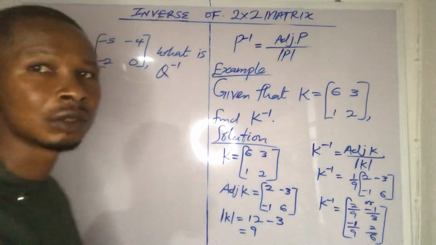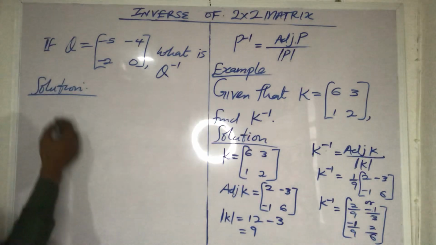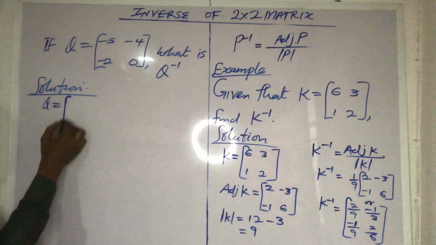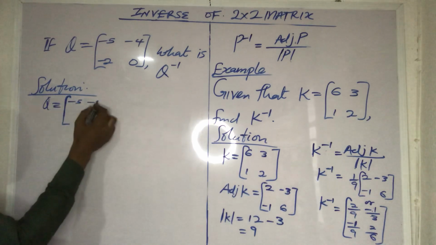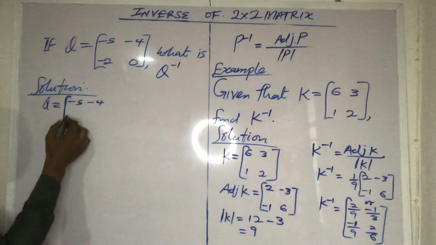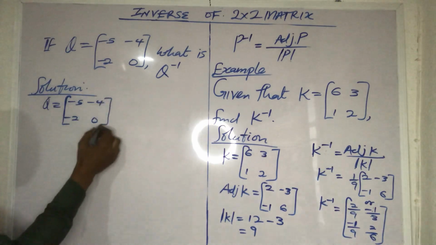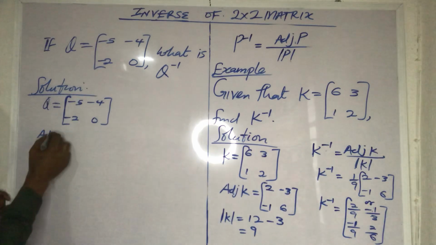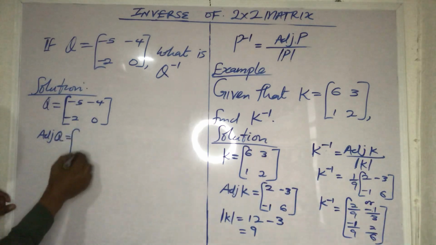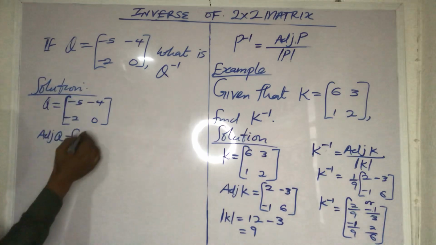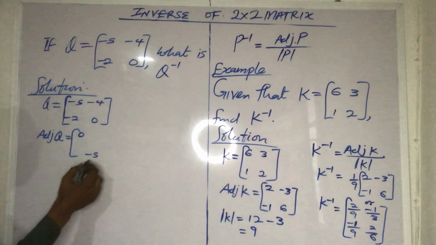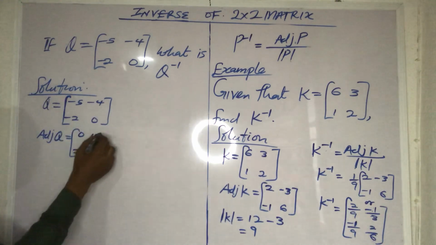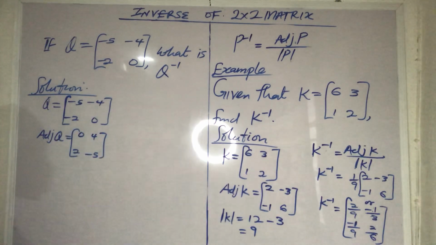Let's look at this second example. Q is equal to -5, -4, then you have -2, 0. So the first thing I need to do is my adjoint of Q. I'll interchange this one. That will be 0, -5. This is minus, will now be 2. This one will be 4. That's my adjoint of Q.